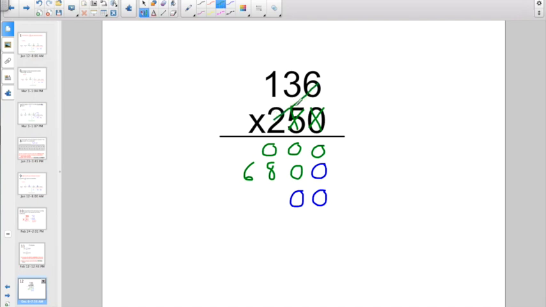I'm going to go 2 times 6, and that's 12. So I write down my 2, and I'm carrying my 1. Then I'm going to go 2 times 3 is 6, plus 1 more. Okay, that's 7. And lastly, I'm going to go 2 times 1, that's 2.